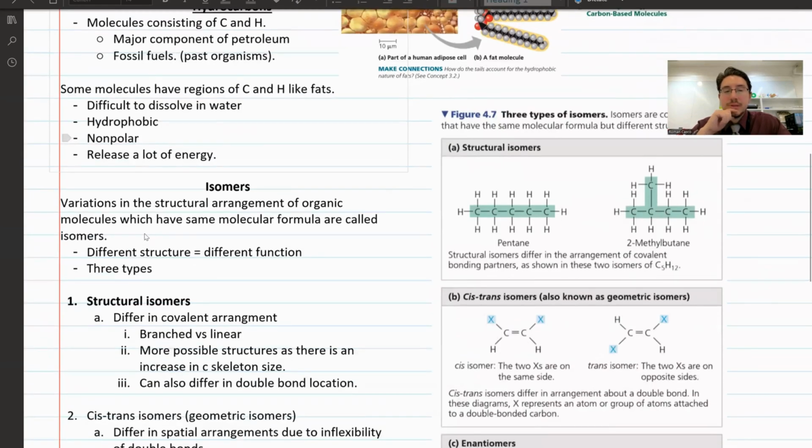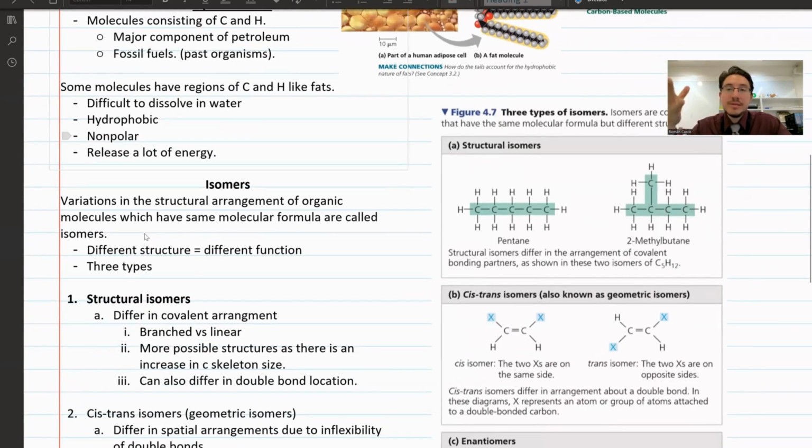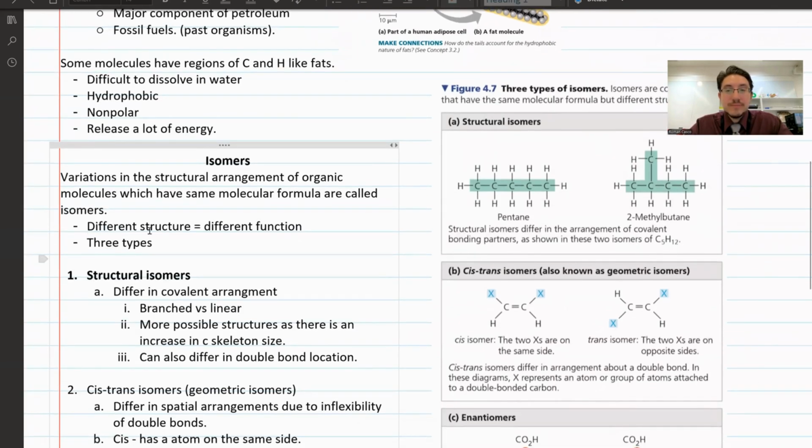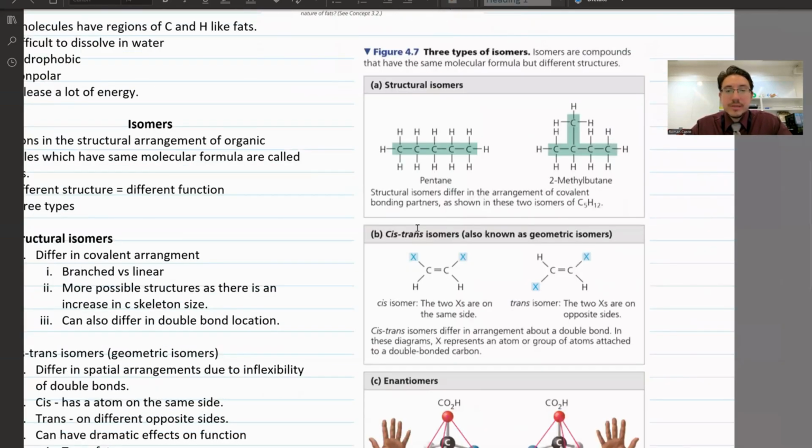Isomers. Isomers are variations in the structural arrangement of organic molecules. They have the same molecular formula, but they have different structural variants. So they're referred to as isomers. If they have a different structure, then most likely they can have a different function. And there are three different types of isomers that we're going to take a look at here.